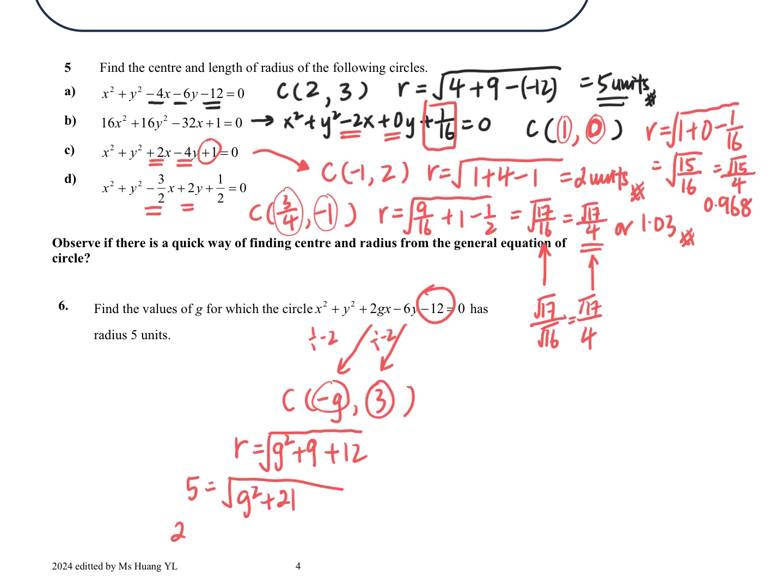So square both sides. Okay, so this is 4. So g is plus minus 2. Okay, they gave you a hint. There are two values. Okay, that's it.